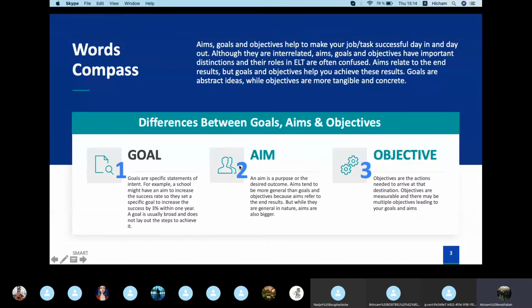But as I said, when it comes to goal and aim, the only difference is that the aim is general and the goal is related to the aim, which means that one aim can have several goals, and one goal can have several objectives. This is just to make it clear. Anyone has got a question before I pass to the other slide, please?